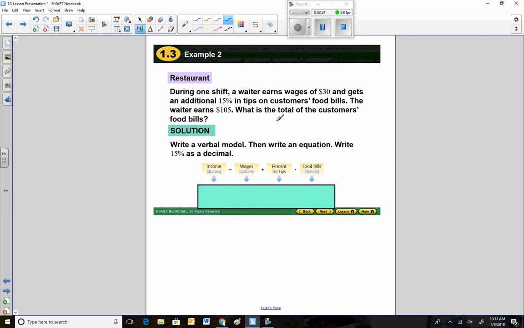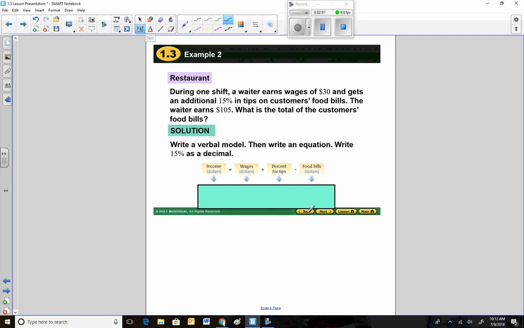Here we go. Here's a word problem. During one shift, a waiter earns wages of $30 and gets an additional 15% in tips on customer food bills. The waiter earns $105. What is the total of the customer's food bills? Well, let's first figure out what he did. First of all, he has income. That's the money you get for working. He's got his wages, and then he gets a certain percent for tips every hour. And then that percent is based on the food bills. So you'll see we have the income equals wages plus percent times the food bill.